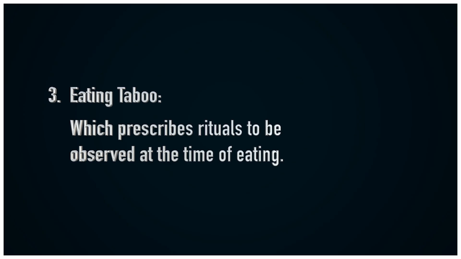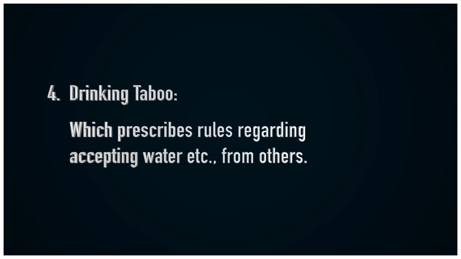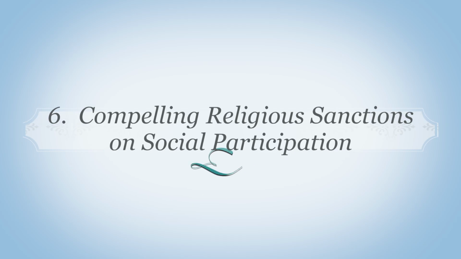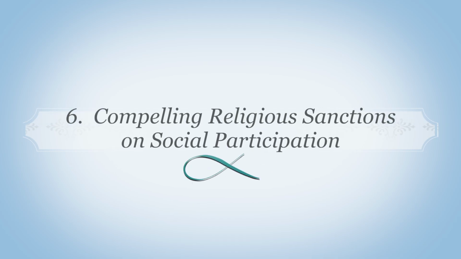Third, eating taboo, which prescribes rituals to be observed at the time of eating. Fourth, drinking taboo, which prescribes rules regarding accepting water, etc. from others. Then sixth point, compelling religious sanctions on social participation.